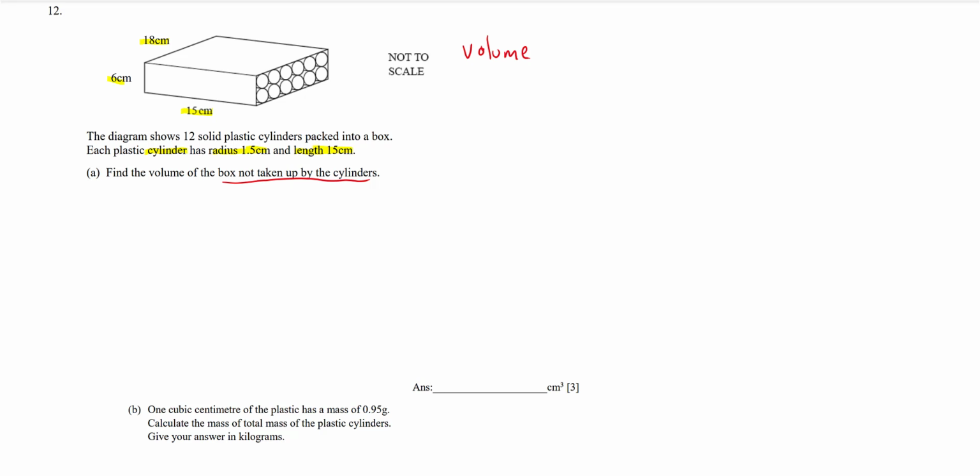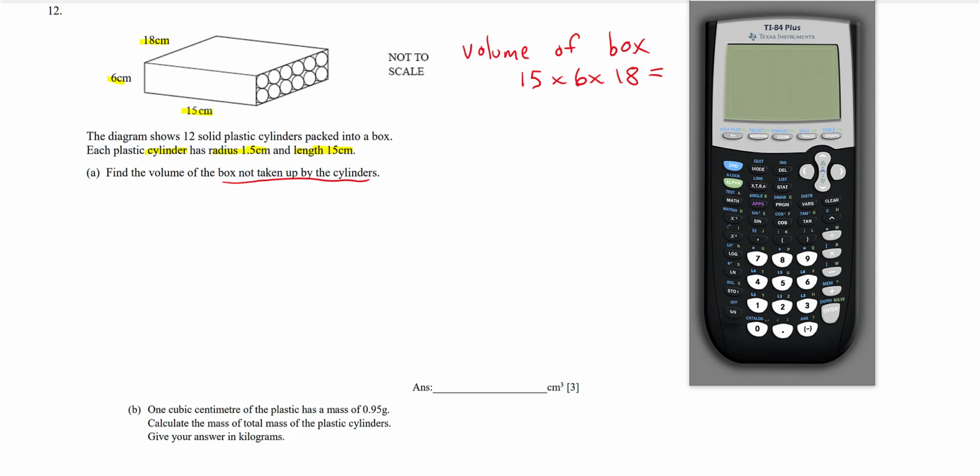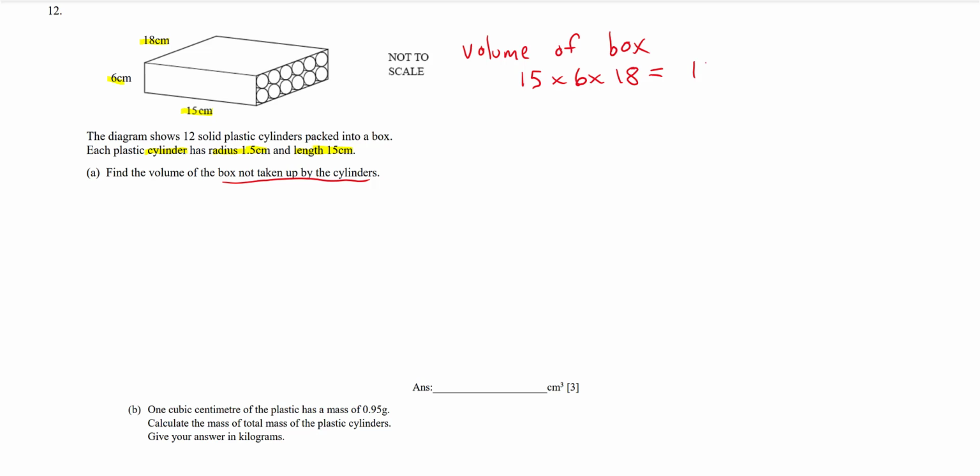So the volume of the box, it's a cuboid, so it's just going to be the length times height times width, so it's going to be 15 times 6 times 18, and that is equal to, well, we can get our calculator up here. Okay, so 15 times 6 times 18 is equal to 1620. And the units are going to be centimeters cubed.